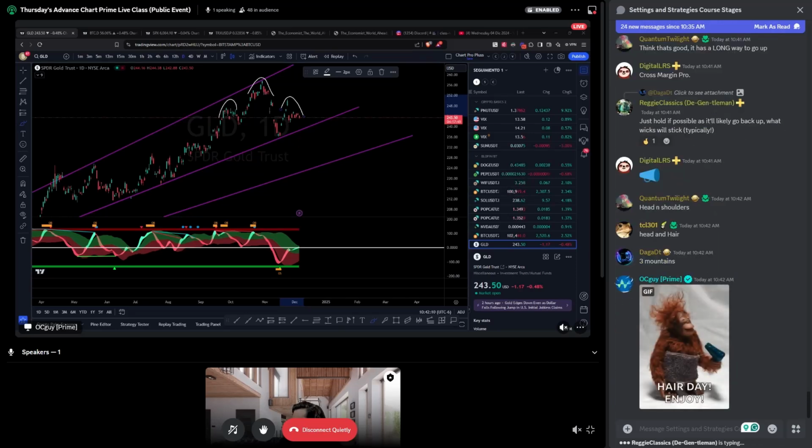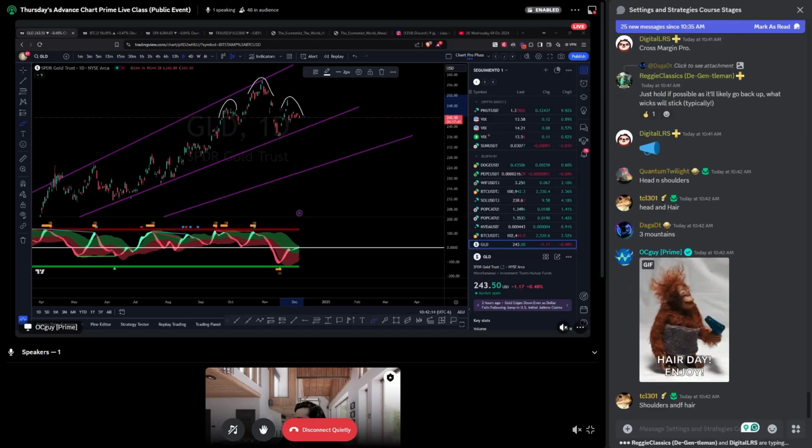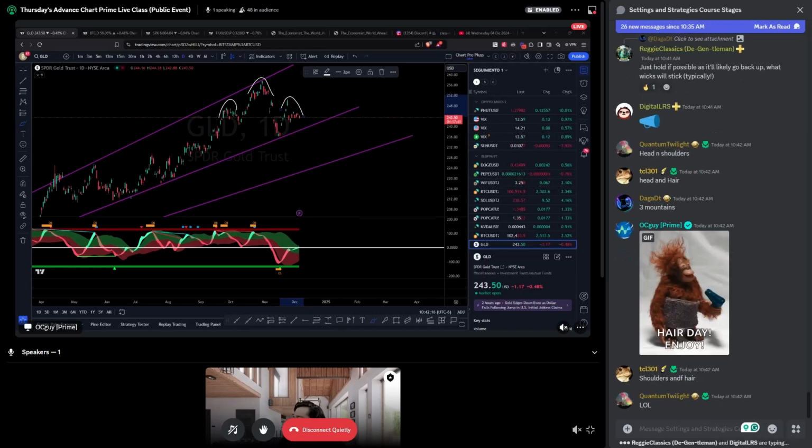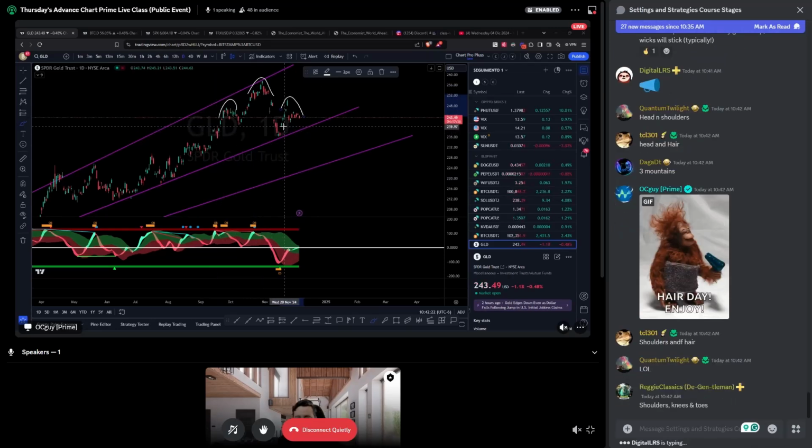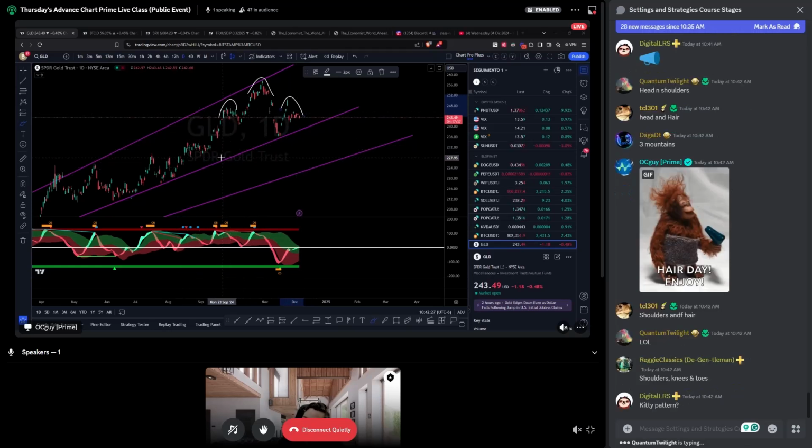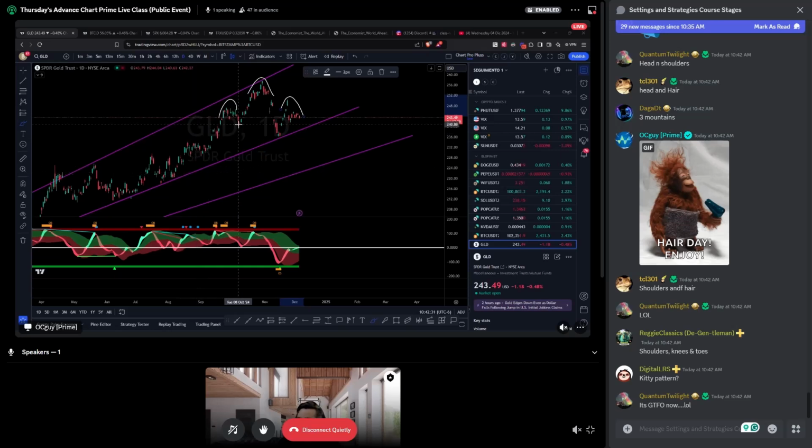That is a hair, a tree mountain. Hair and shoulders, yeah, head and hair. But hair and shoulders pattern. So we have a hair and shoulders pattern. Of course, we're trying to make that a thing. Help me out with that. I know it's a dad joke. Still, I think it's pretty awesome. So, head and shoulders, head and shoulders.